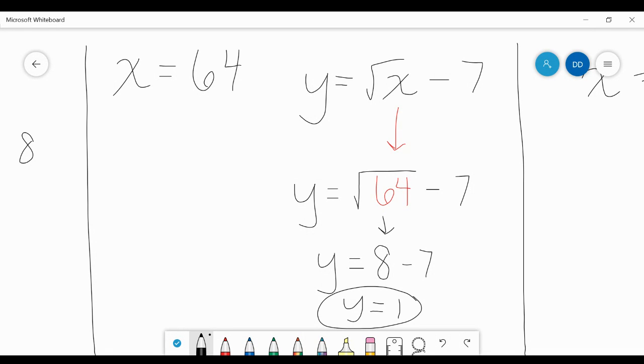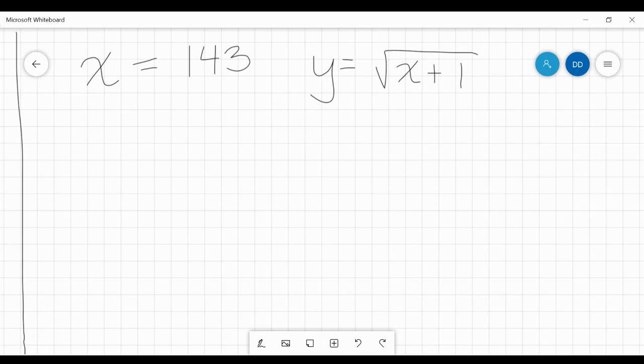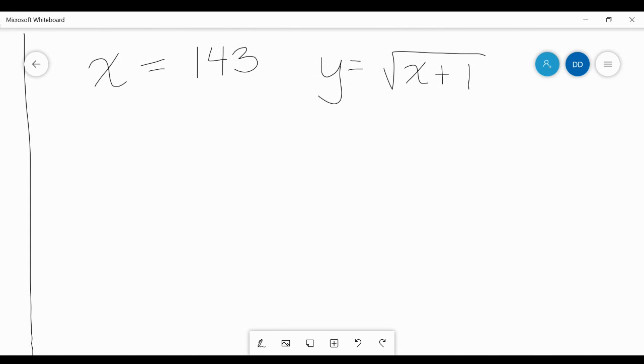Okay, we're going to do one more, where x is equal to 143, and y is equal to the square root of x plus 1. The difference between this one and the one right before it is that the square root symbol goes all the way over that plus 1. Before, it didn't; it was just over the x, so this does make it a little different. But you still do the same process.